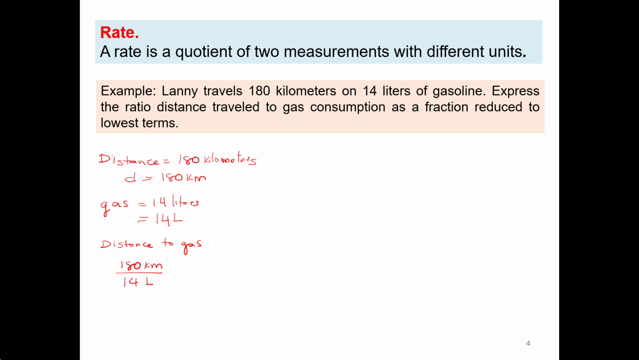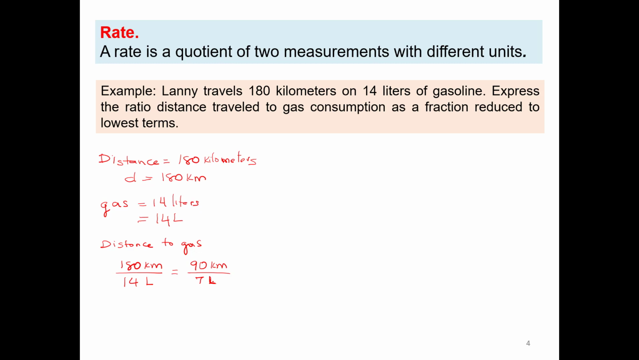Now we already had the fraction. Now we want to reduce to the lowest term. Then we can divide by 2. 180 divided by 2 will be 90. 14 divided by 2 will be 7 liters. And in this case, we had 90 kilometers to 7 liters. What that does mean is the car travels 90 kilometers on 7 liters of gas.